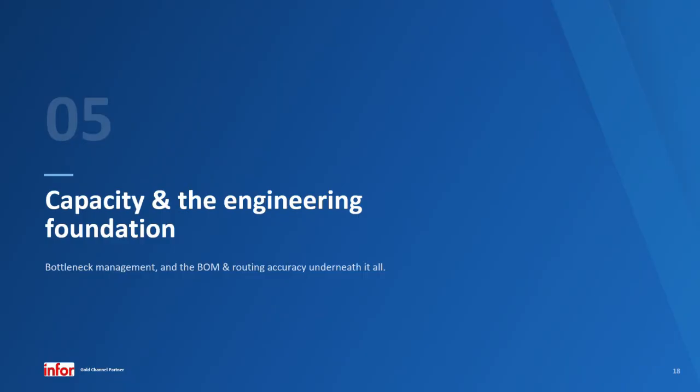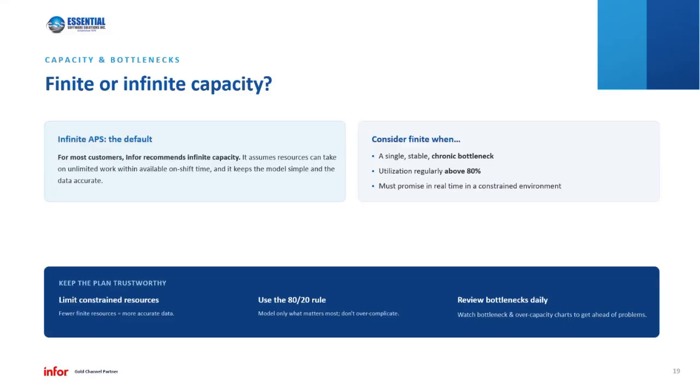So the last technical section we're going to cover here is 2 things that I'd like you to consider to determine whether or not your plan is trustworthy: how you will handle capacity and bottlenecks, and the engineering data that will sit underneath it all that will make sure that your planning and scheduling maintains a high level of accuracy. So first question is, and I'm sure most of you, if you're using APS, have considered this before, is whether to use finite or infinite capacity. So that's a discussion that I know lots of companies that I'm working with are having currently.